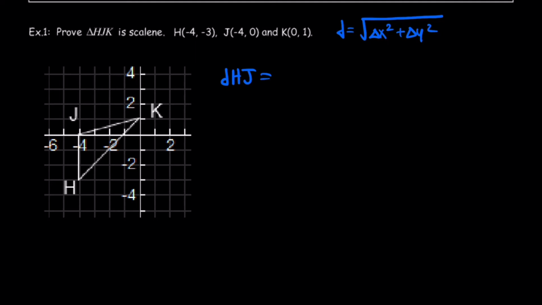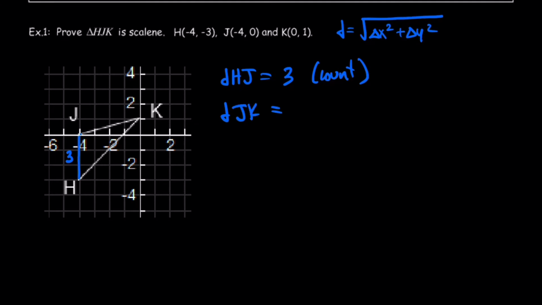Well, look at HJ. That's kind of an easy side to find the length of because it's vertical. Anytime your side is horizontal or vertical, we just count. So this length here is 3. If you want, you can put parentheses count afterwards so you can just tell me how you found that length. Next, let's find the distance of JK. Again, order does not really matter here.